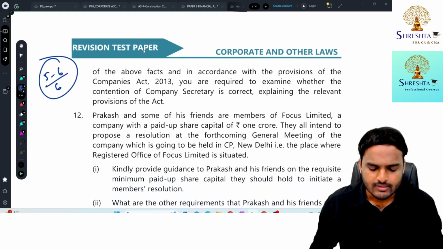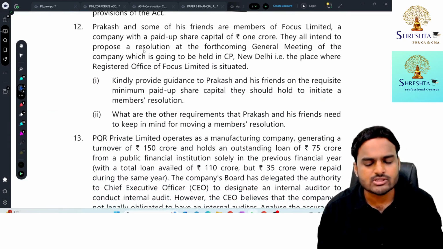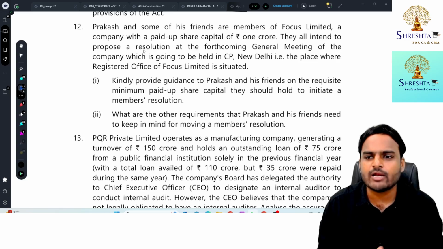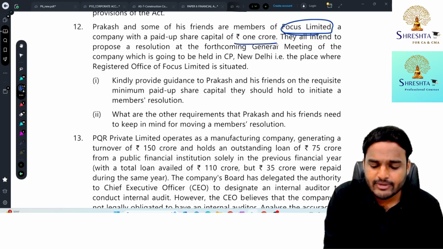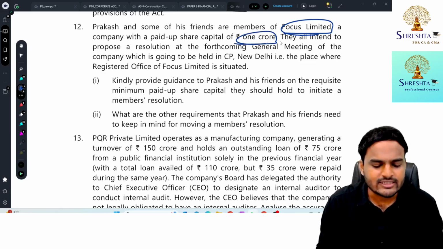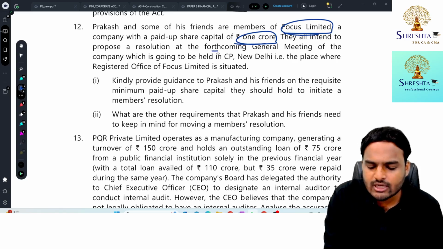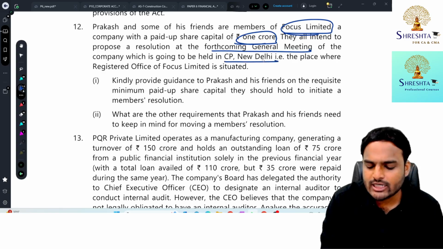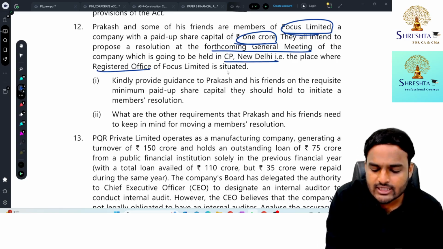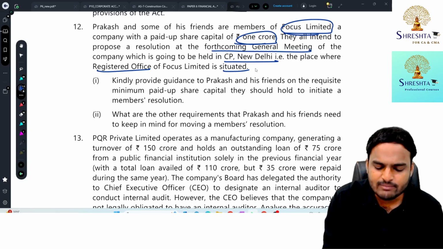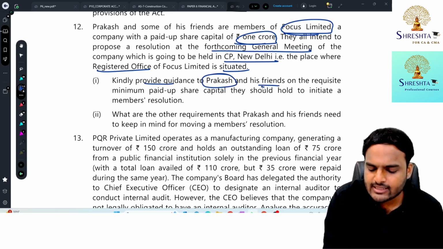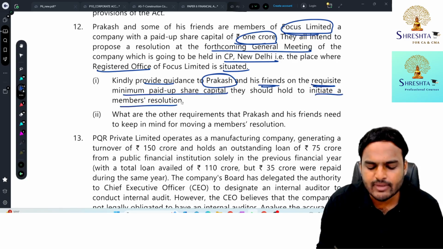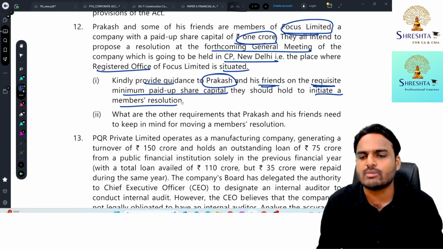Next one. Prakash and some of his friends are members of Focus Limited, a company with a paid up share capital of 1 crore. Focus Limited, public company, paid up share capital 1 crore. They all intend to propose a resolution at the forthcoming general meeting of the company, which is going to be held in CP New Delhi. That is the place where registered office of the company is situated. Kindly provide guidance to Prakash and his friends on the requisite minimum paid up share capital they should hold to initiate a members resolution. Circulation of members resolution.